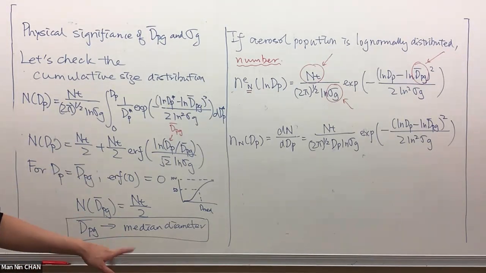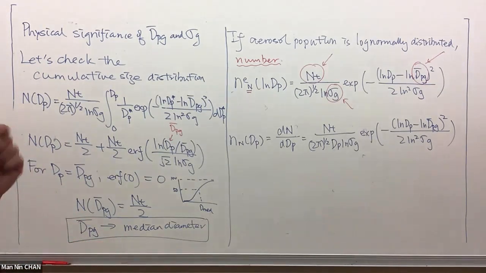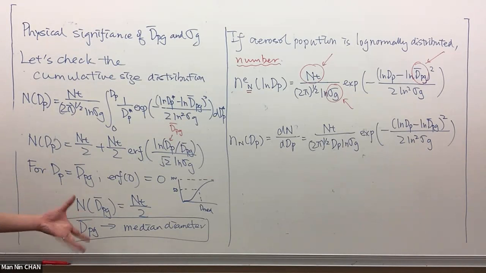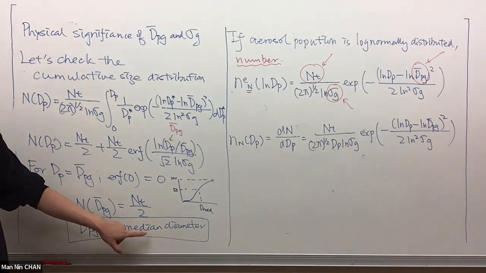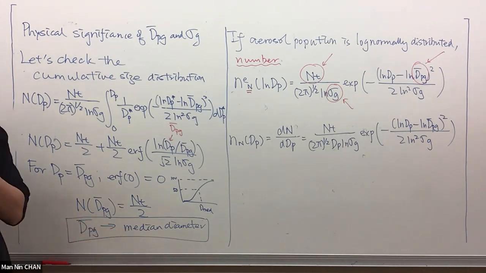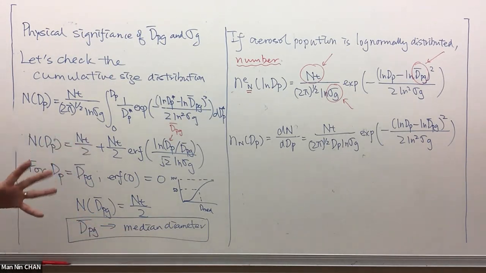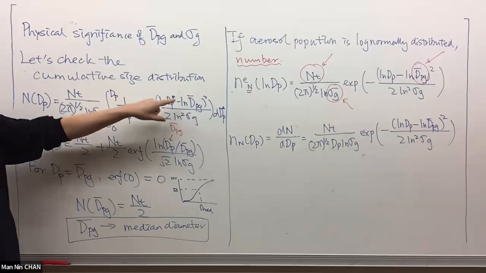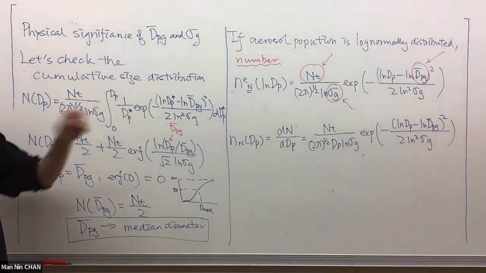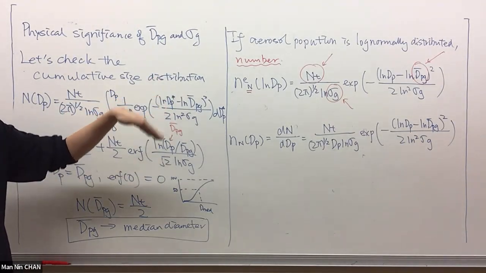Are you okay with my argument? I think the message here is this bar: you may think that it is a mean, but remember, this is not the mean. It's the median. So this is different. The thing that we highlight here is that most of the time, in case you forgot, you will think that this is just the mean diameter.